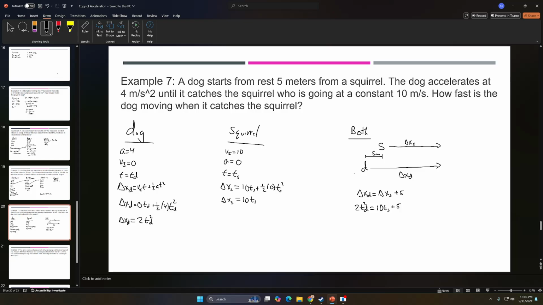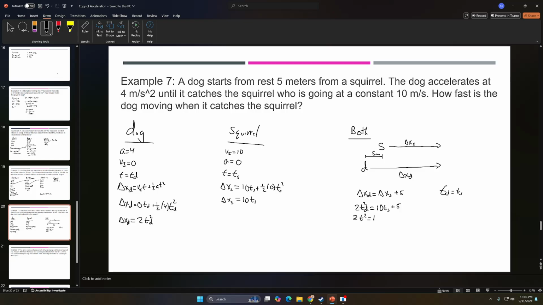In this case, is there anything that says the dog started before the squirrel or the squirrel started before the dog? Yes, the squirrel's already moving, but based on the information we got, the dog starts moving right at the time the squirrel starts moving. So these two t's are actually the same. Okay, so we get that t of the dog equals t of the squirrel. And now we can solve for this t.